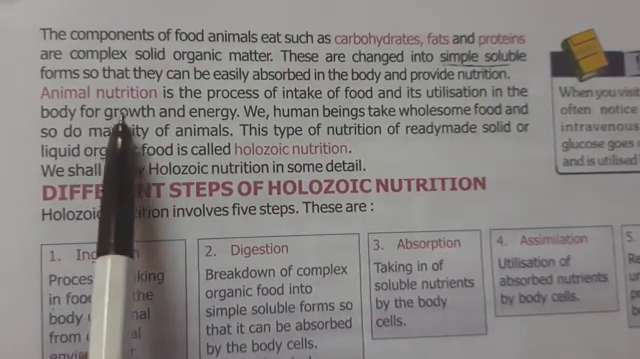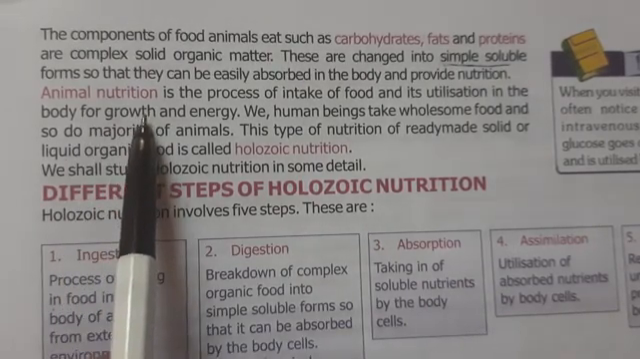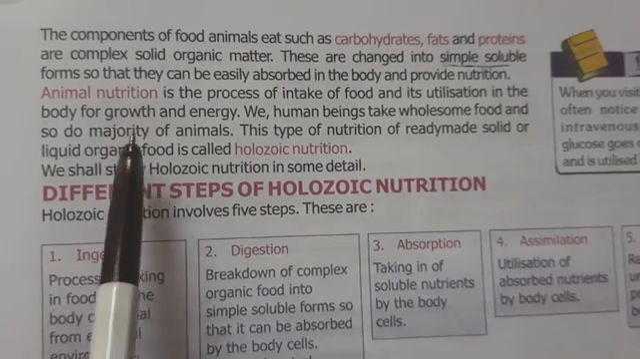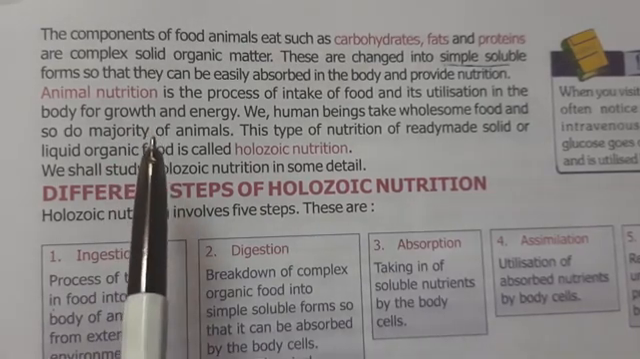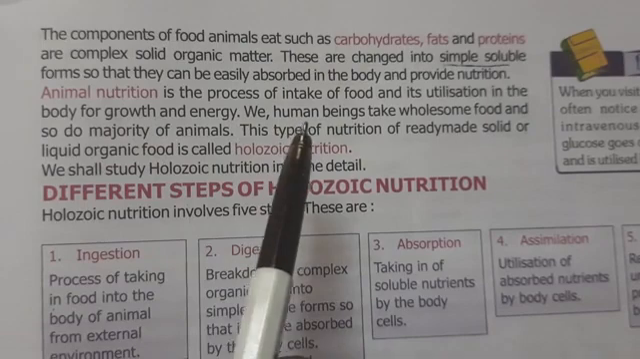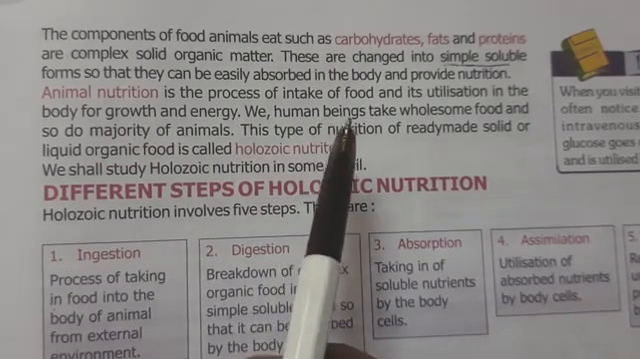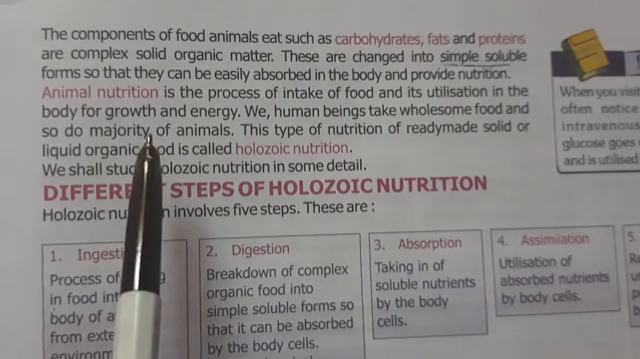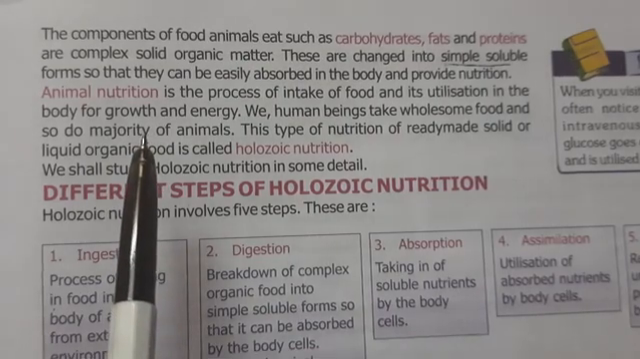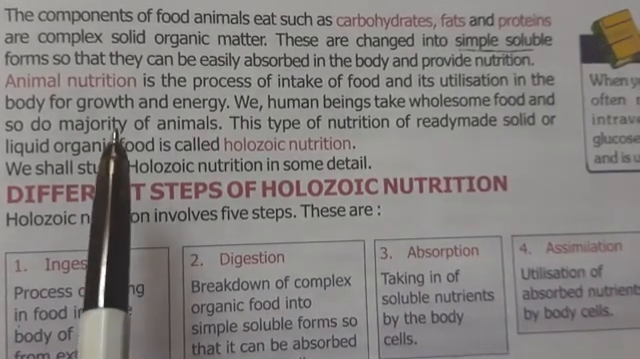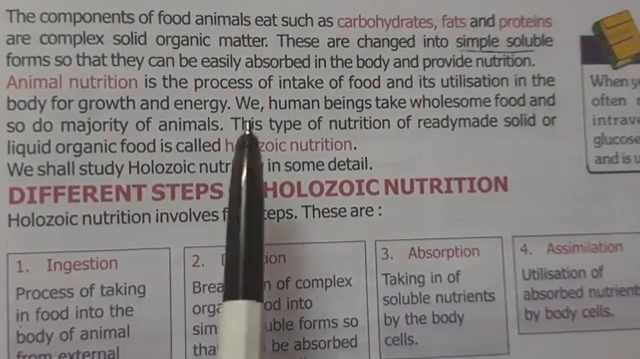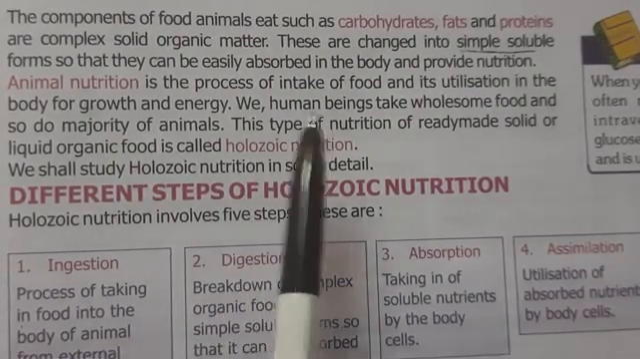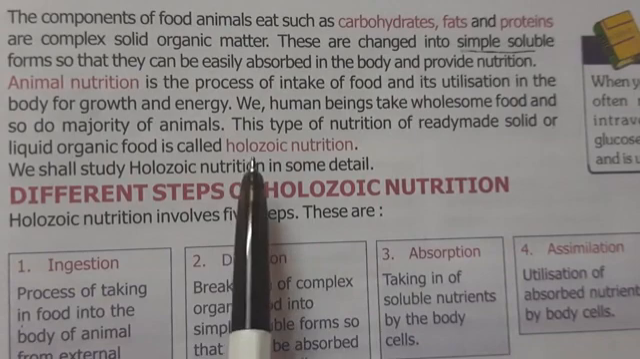That is the animal nutrition. Okay, we will study about animal nutrition. Now, what is animal nutrition? Animal nutrition is the process of intake of food and its utilization in the body for growth and energy. The same as you studied in the nutrition in plants. It's the same. Okay, animal nutrition is also the intake of food and the utilization.